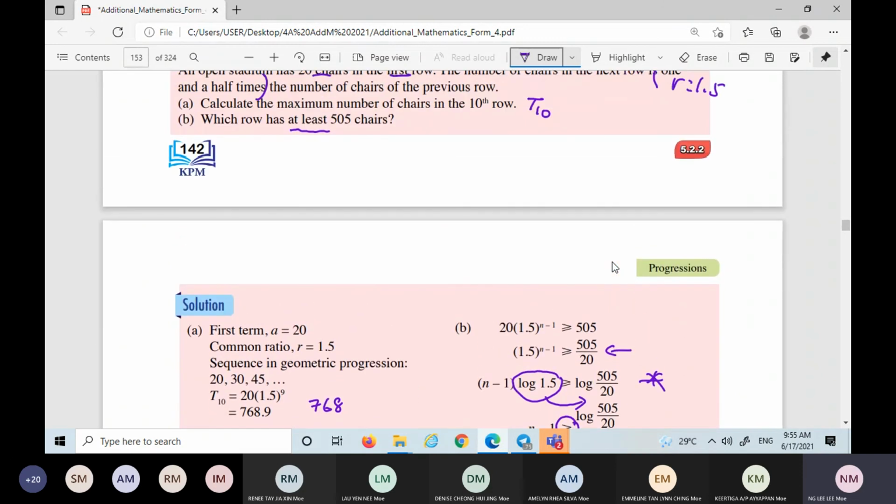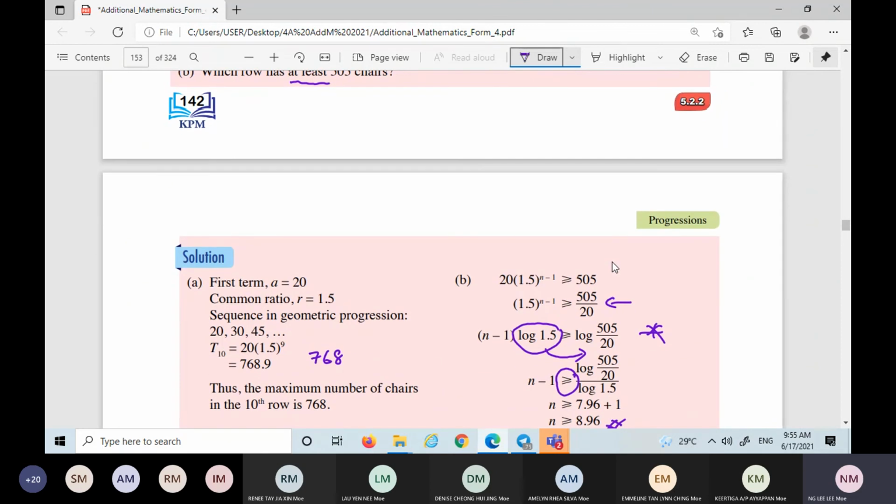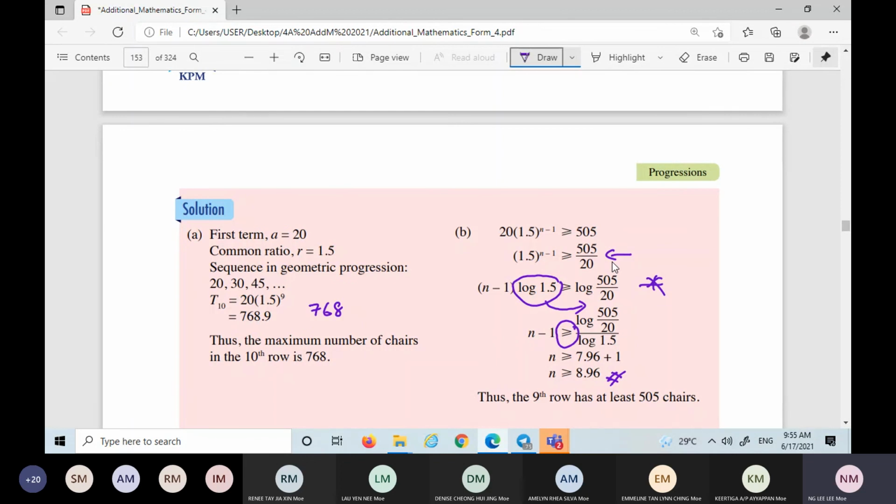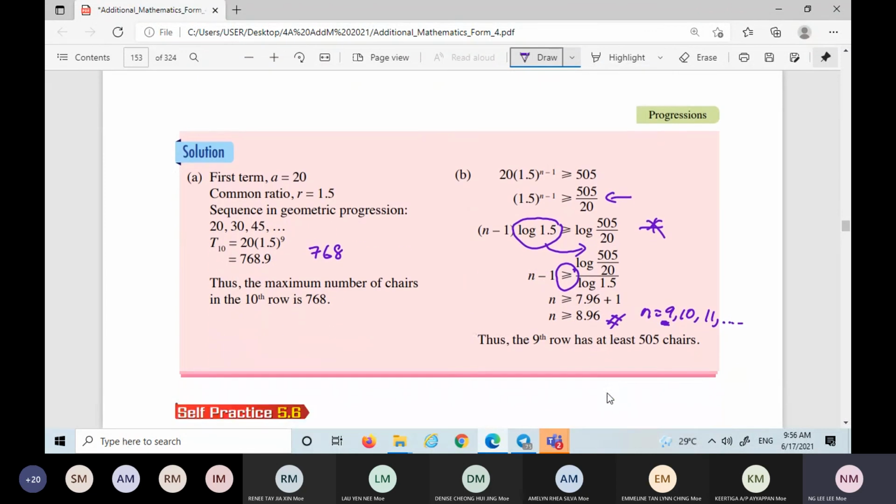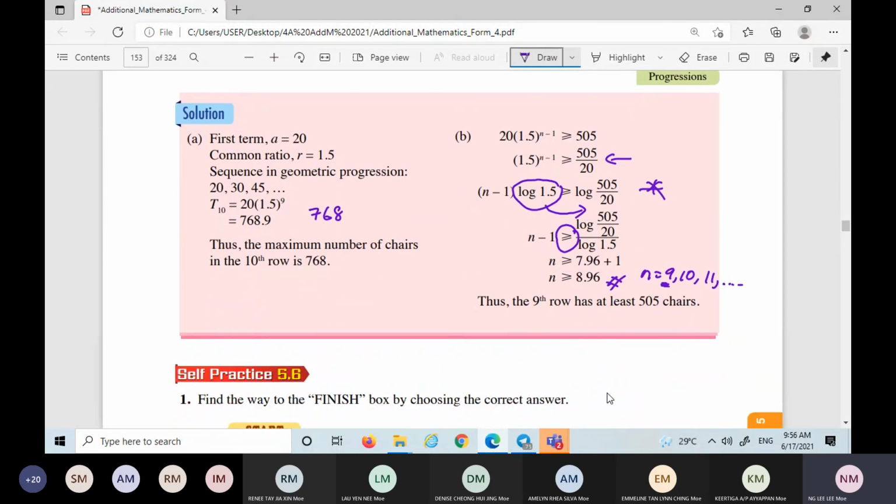But they want which row has at least 505, meaning starting from which row we already have 505. So here you see your answer can be, after 8.96, 9, 10, 11 and go on. You can take all of these as answers, but they want which row it starts from, where you already have 505. So the answer is 9. Start from the 9th row, you already have 505 chairs. This is the meaning.